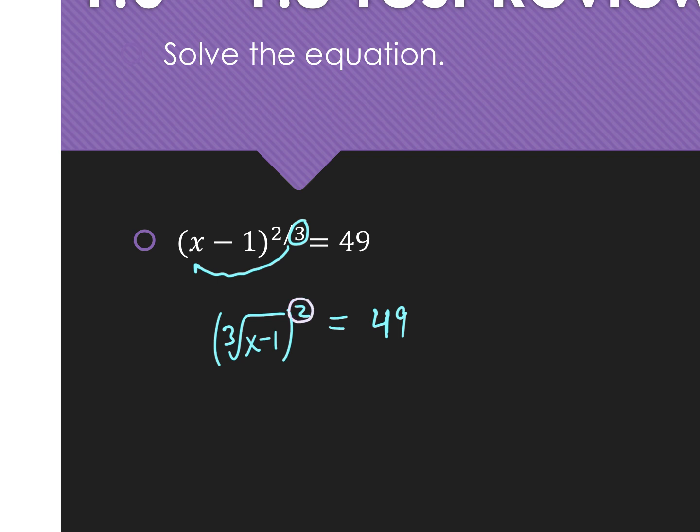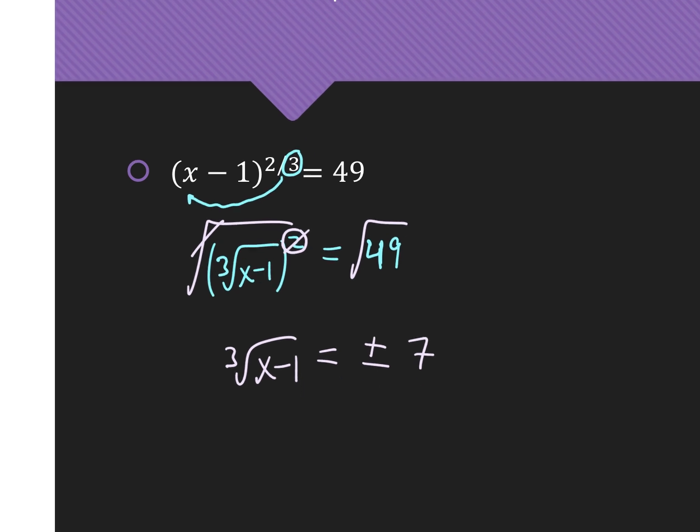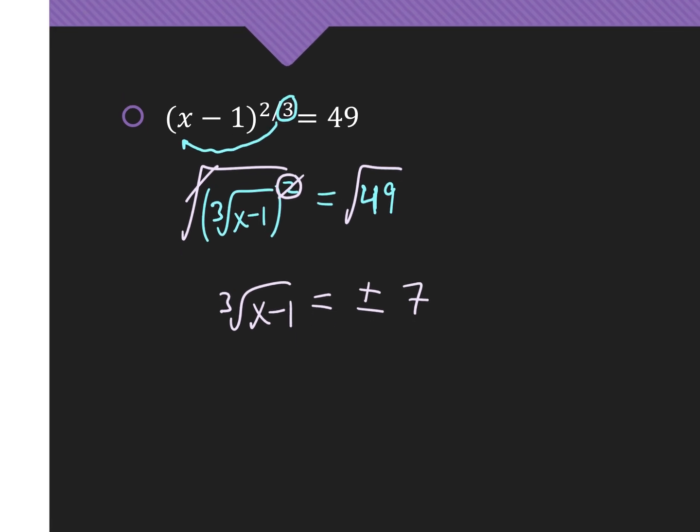But here, when I see this 2, I can square root both sides. And now when you see that square root, you can think, okay, there is a plus or minus there. Then the square root and the square cancel out, and I get the cube root of (x minus 1) equals plus or minus 7. Then I can cube both sides of this equation, the cube root and the cube cancel, and I get x minus 1 equals plus or minus 7 to the 3rd power.